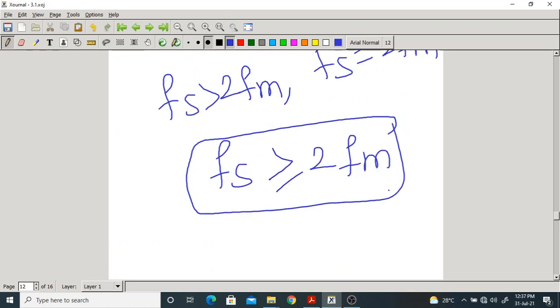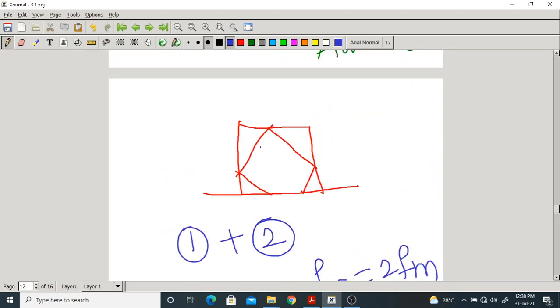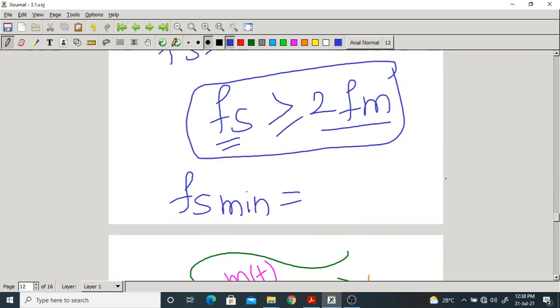Okay. So someone may ask, when is reconstruction possible? Whenever the sampling rate is more than twice the highest frequency component, or twice the bandwidth of the original signal. So what is the minimum sampling rate required for the reconstruction? Actually, if I ask you, x is greater than or equal to 2, what is the minimum value of x? That is equal to 2. In the same way here, Fs is greater than or equal to 2Fm. What is the minimum value of the sampling rate? 2Fm.